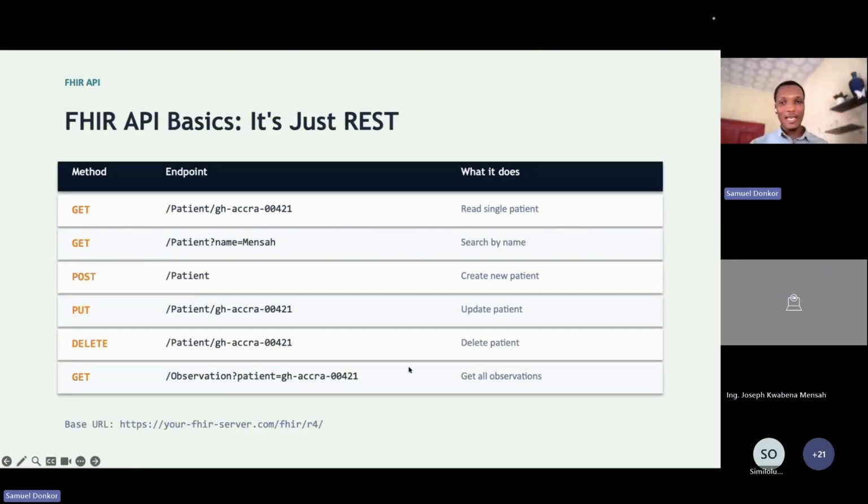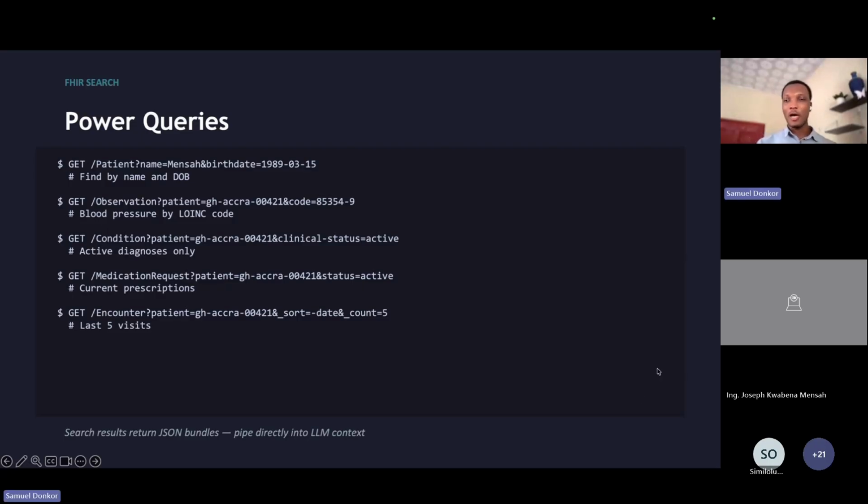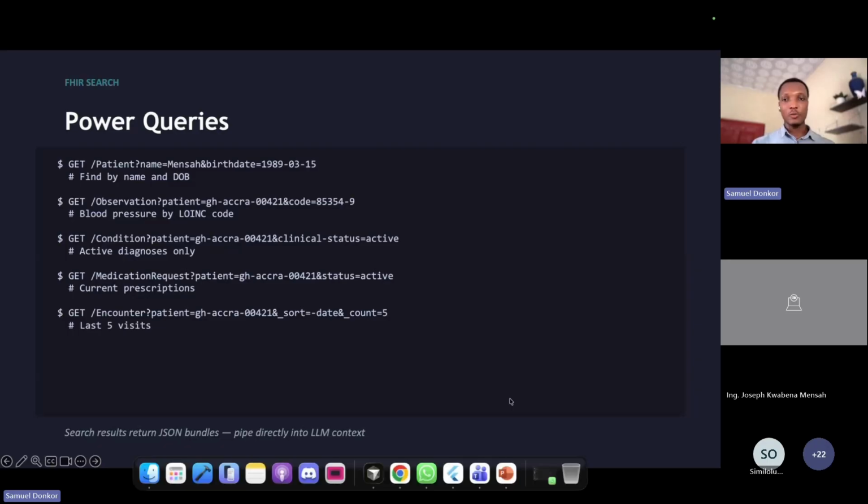So like I said, you don't need any different technology to start using FHIR. It's basically a REST API that you can make requests to. You could read a patient's data, you could search by their name, you could create new patients, you could update the patient's information. You could also delete the patient and also get all observations of the patient, for example, all the visits that they've had at a certain clinic over a period of time, right? Okay. So what I'd like for us to do is go right into the technicals, right?